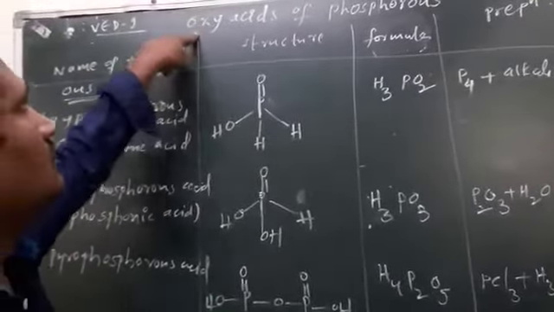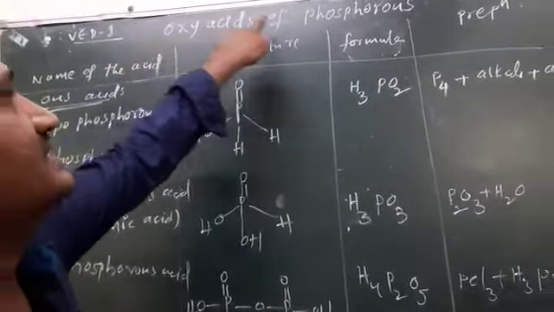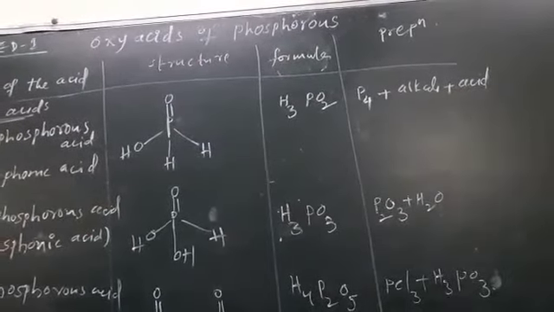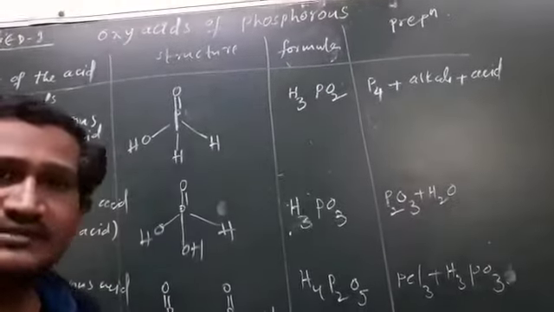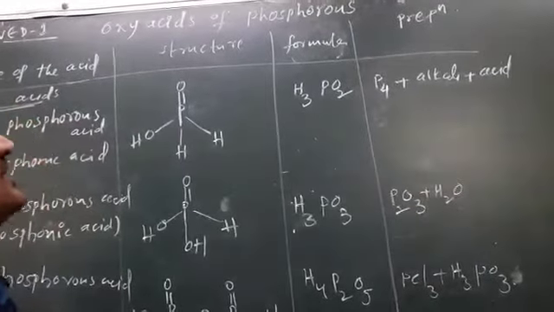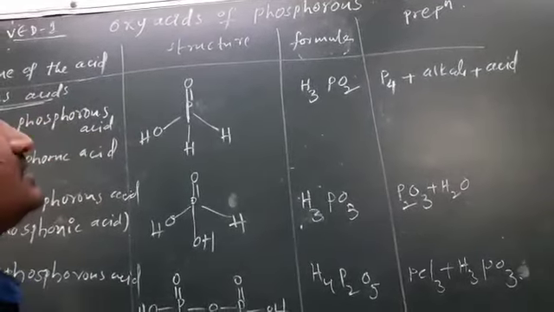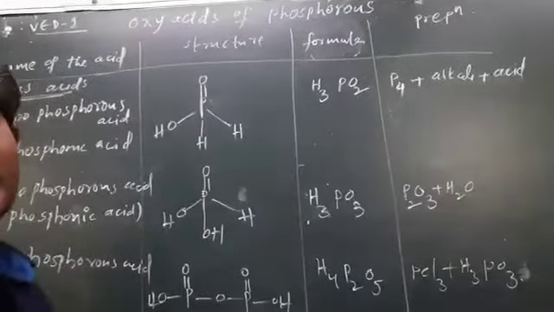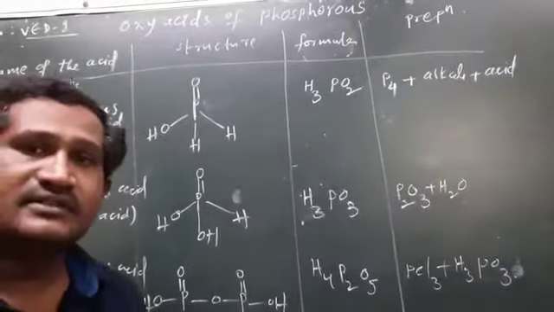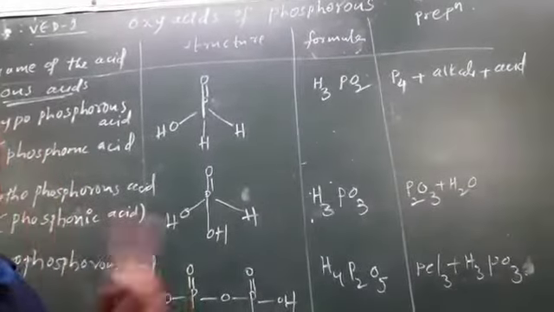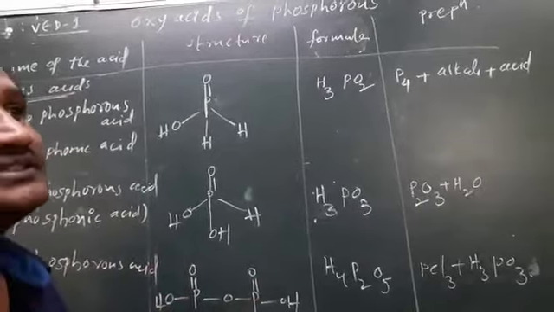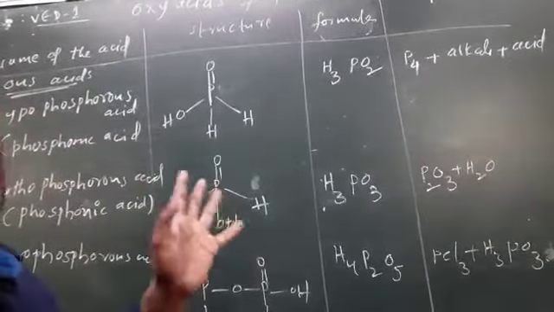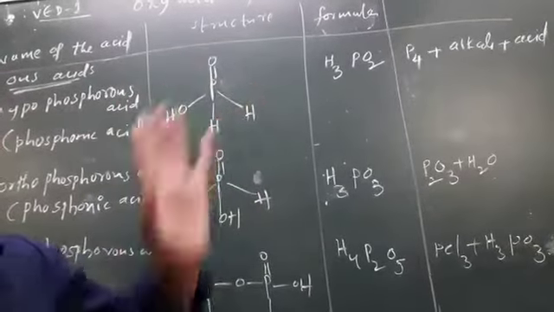So today we will discuss the oxy acids of phosphorus. What are oxy acids? Oxy acids are ternary compounds which are formed by the reaction of oxygen and hydrogen with a non-metal. When any non-metal reacts with oxygen and hydrogen, it forms a ternary compound. Those are called oxy acids.